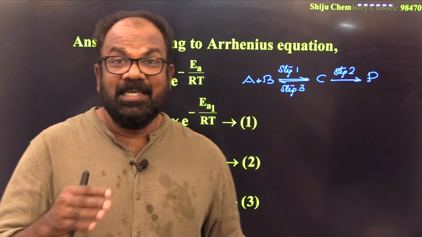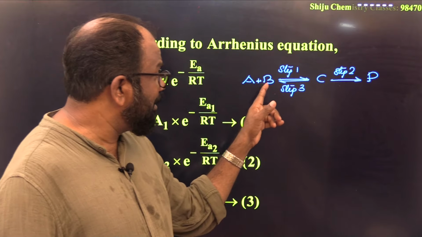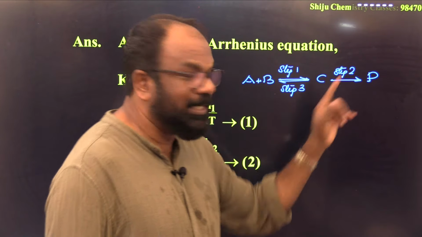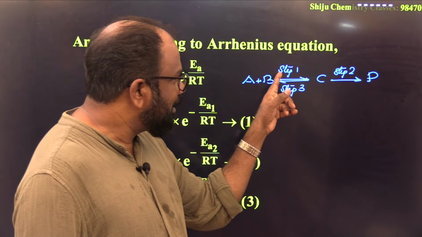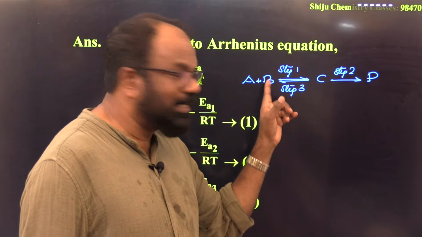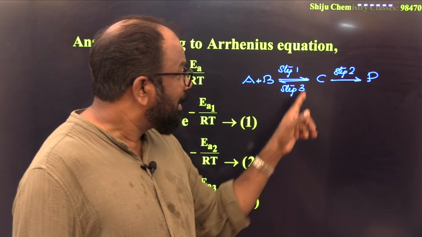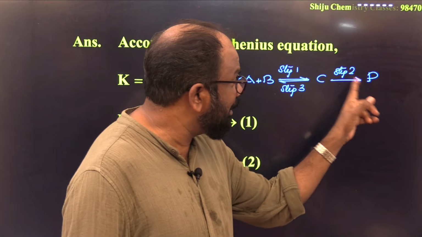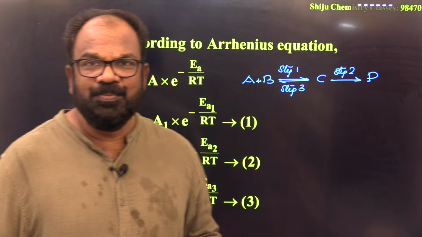Here in this question, the given equation is A plus B reversibly gives C giving P. In the reversible reaction, the forward reaction is represented by step number 1 and backward reaction by step number 3, and the equation C giving P is represented by step number 2.